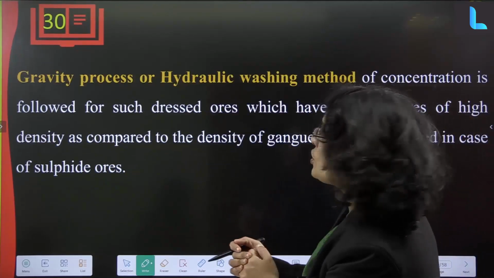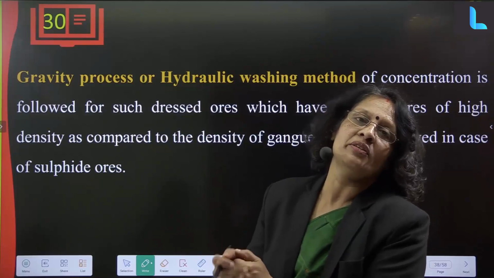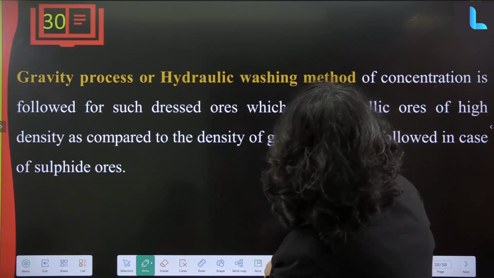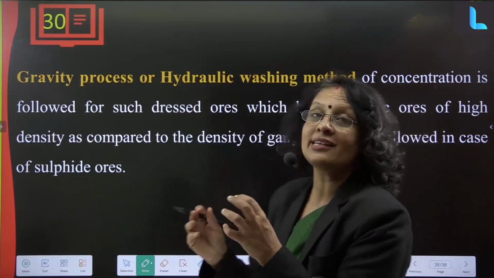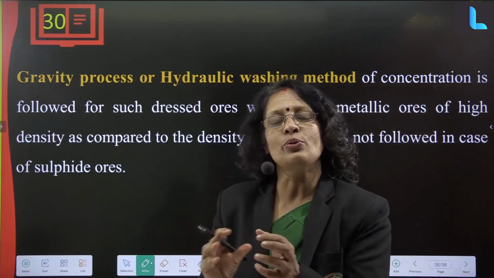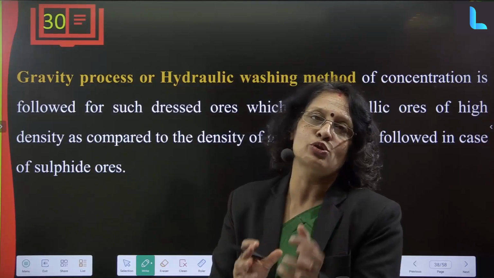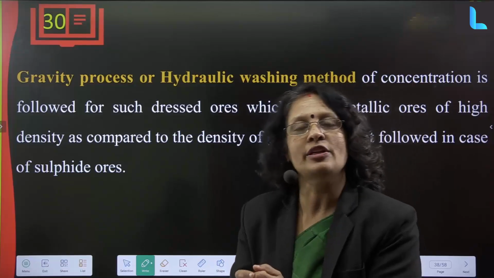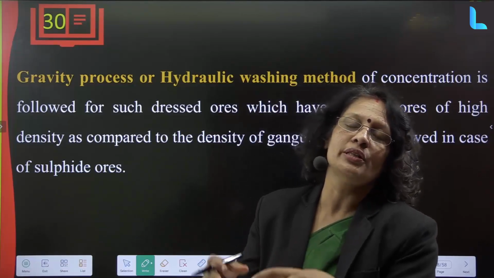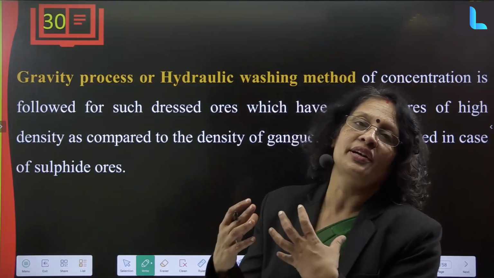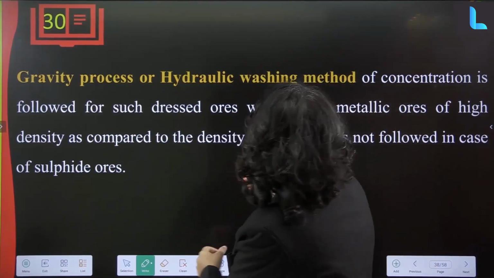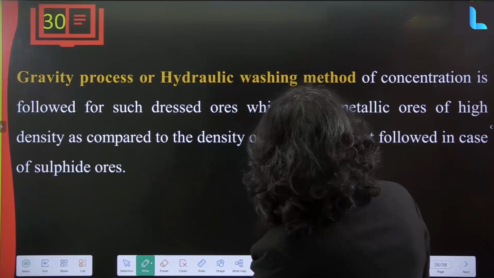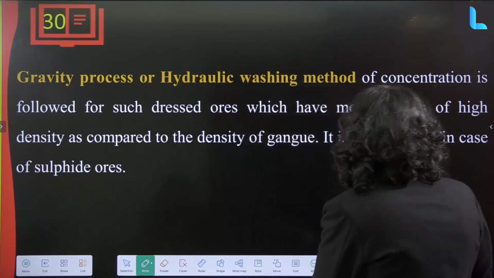Now gravity separation or hydraulic washing is generally not done with sulfide ores. Here there should be a difference between ore and impurity: one should have higher density and the other lower density. According to gravity, the heavier objects will go down and the lighter objects will stay on top. This applies to metallic ores of high density compared to the density of gangue; it is not followed in the case of sulfide ores.